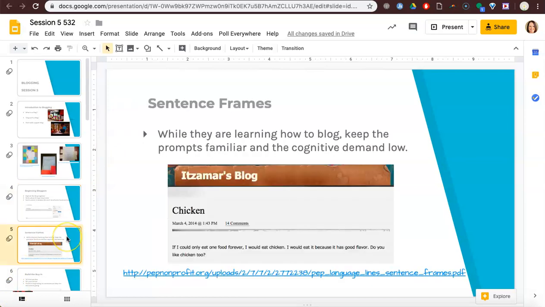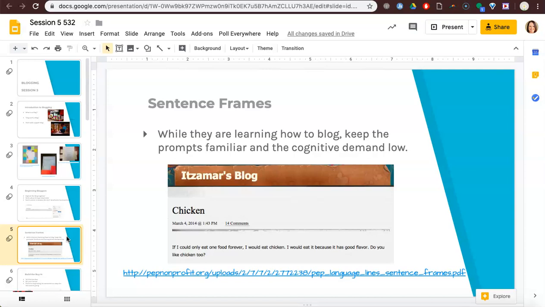Okay, so let's take a look at examples. How do we support our ELs while they're writing blog entries? One major way we know that we can support ELs' writing development is by the use of sentence frames or sentence starters. So while they're learning how to blog, you want to keep those prompts familiar and the cognitive demand low.